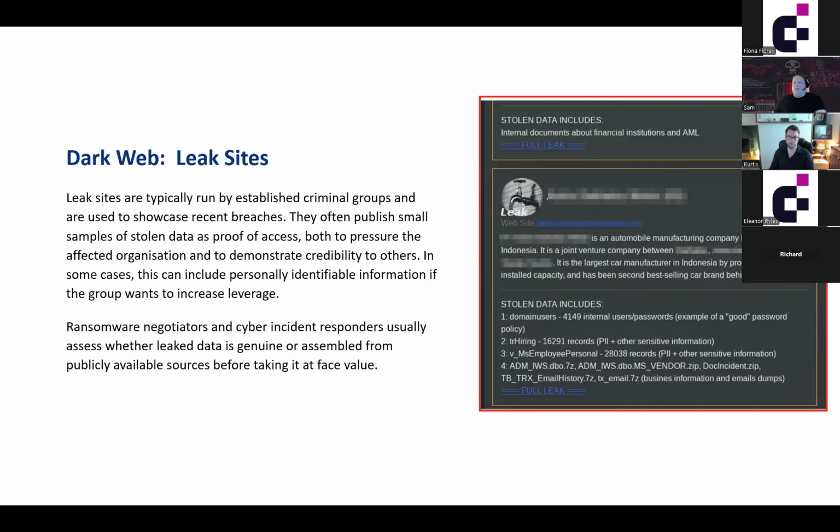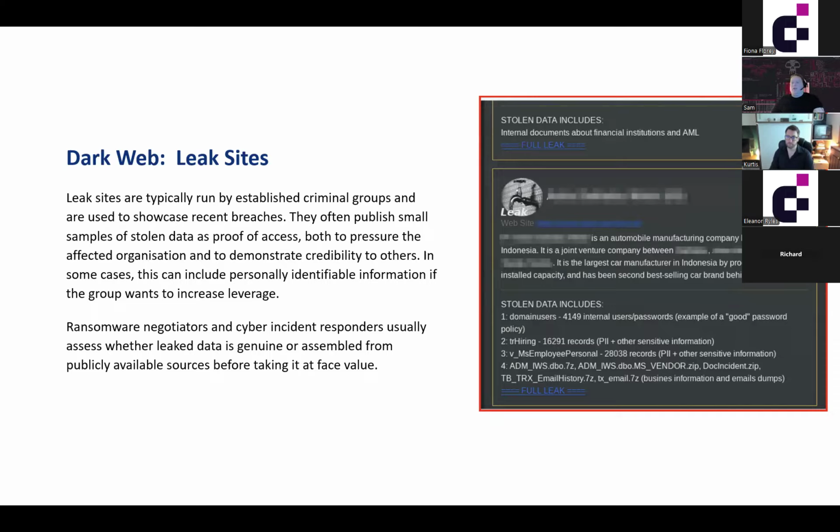As I say, in some cases, this can include personally identifiable information if the group wants to increase leverage. Now, what I mean by that is that they quite often have a lot more data than they will publish, but they will only publish little bits of it as proof. But they'll quite often publish personally identifiable data, especially of decision makers such as CEOs and things like that, to really try and put the pressure up to pay in a ransom type way.